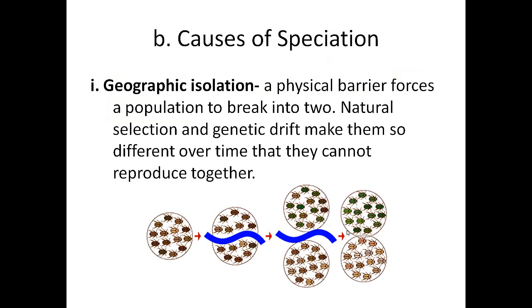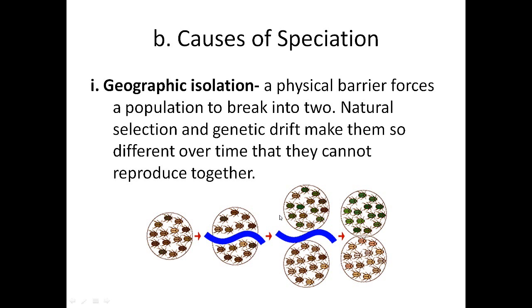2 main ways. First, we can geographically isolate them. We can put a physical barrier that forces the population to break into 2. So let's say here a river forms, and these 2 bugs are now stuck on opposite sides of the river. It's a really wide river, so they can't cross it.